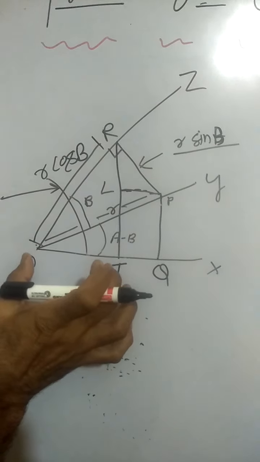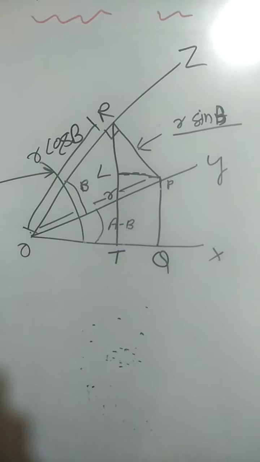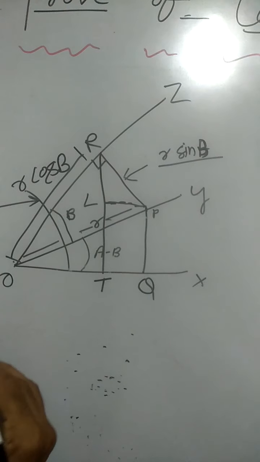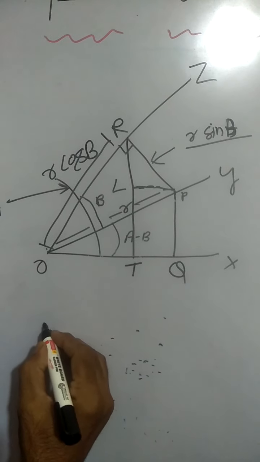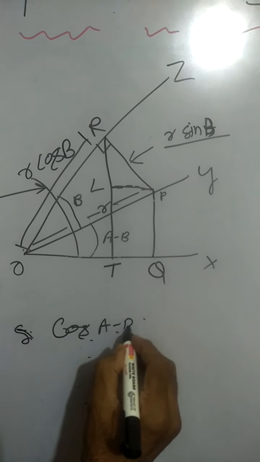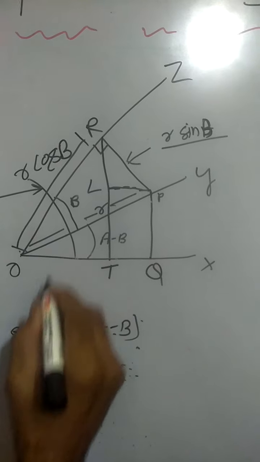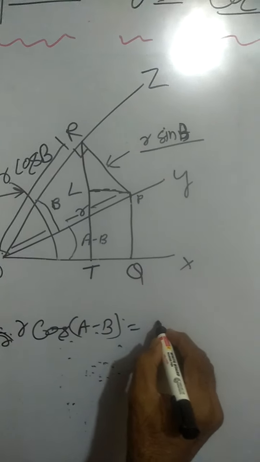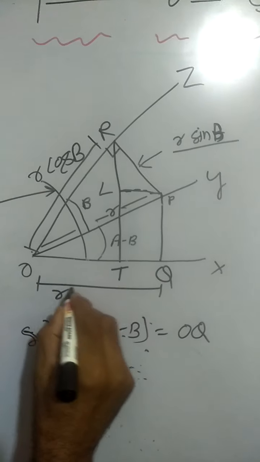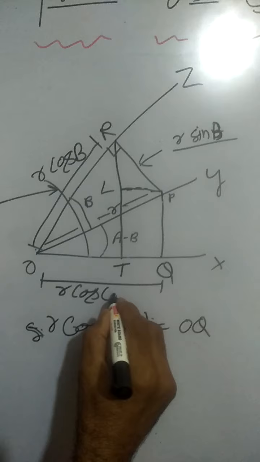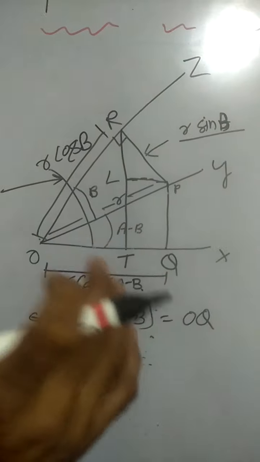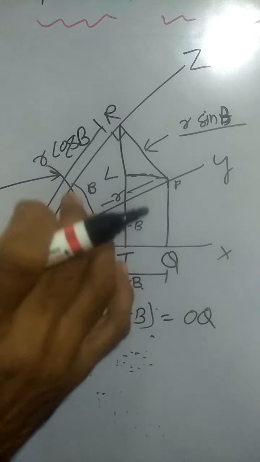First of all, we should have in mind what we have to do now. Whose value do we have to find? We have to find OQ. Find the value of cos(A minus B). In the figure, cos(A minus B) is equal to OQ. This is equal to R cos(A minus B). In our brain, this is the program: what are we going to prove?